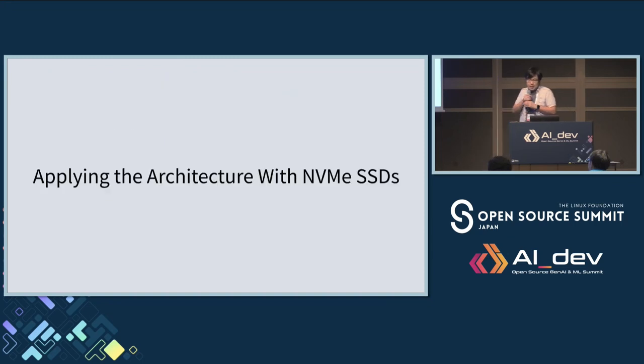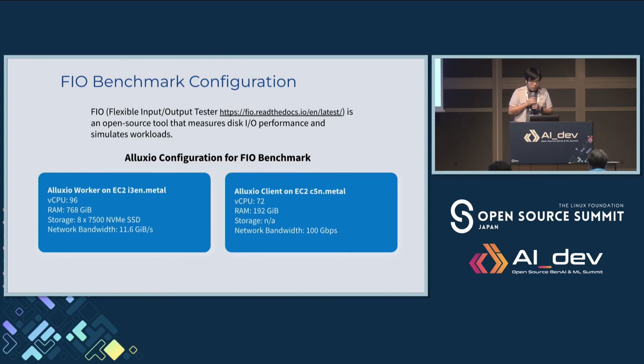Okay, so now let's see. We have this architecture improvement. Now let's see what we achieve if we use NVMe SSDs. I want to provide some FIO benchmarks. This is a configuration where we're using AWS EC2 to benchmark on the worker nodes. The worker nodes are basically every single server hosting data on this consistent hashing ring. We're using the i3en.metal instance, and we chose this type because it provides pretty good local NVMe drives attached to the instance.